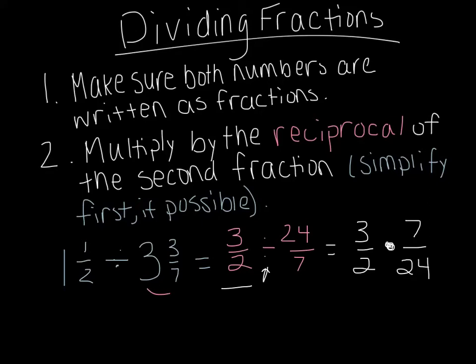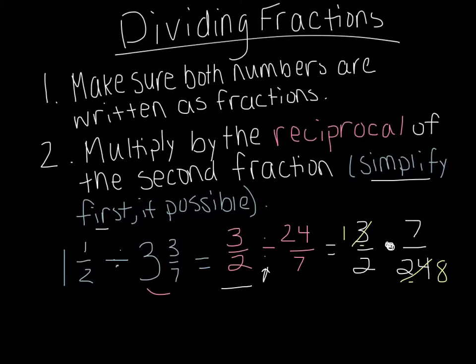Now I put in the directions here, simplify first if you can, because it really will help with your multiplying. It'll make it much simpler for you. So I'm going to look at my diagonals, and I see that 3 and 24 are both divisible by 3. 3 goes into 3 once, and 3 goes into 24 8 times.